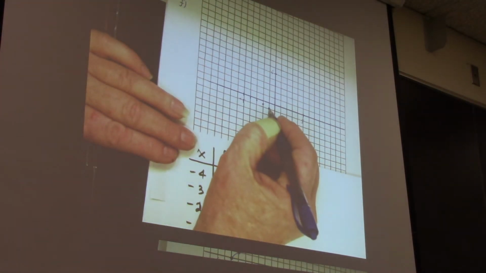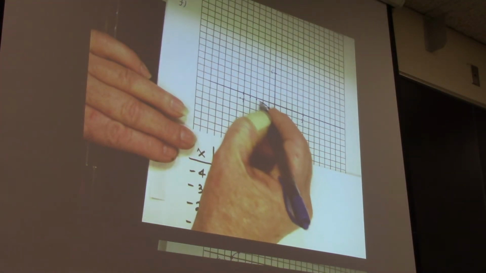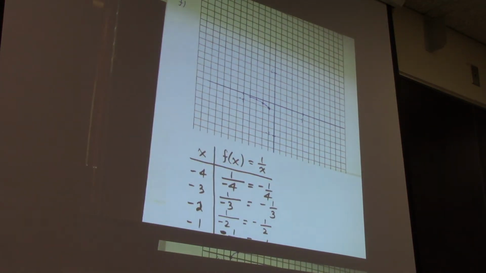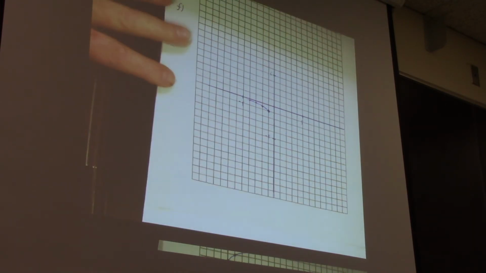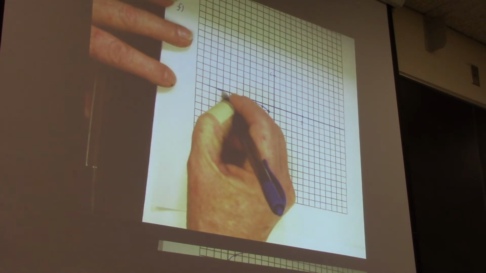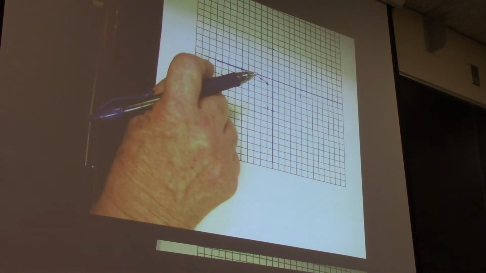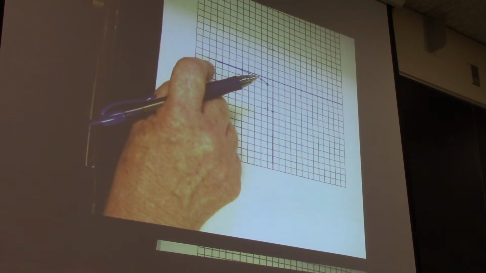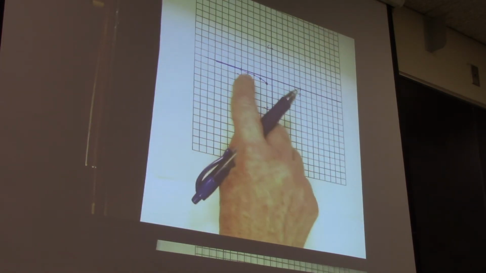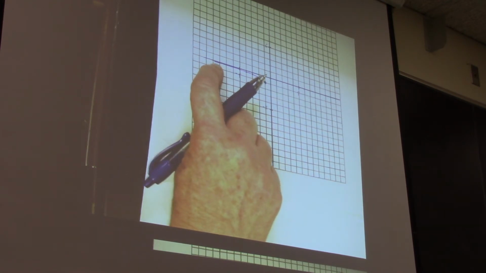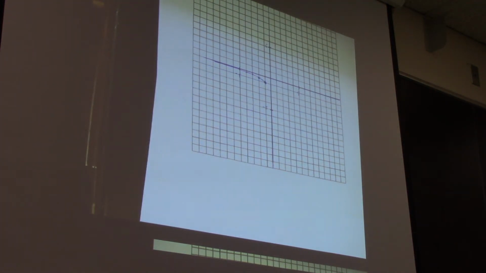What's going on here as I keep choosing smaller and smaller x's? What do those y values do? Yeah, they get smaller and smaller. They get closer and closer to 0. So the graph gets closer and closer to the x-axis. Negative 1/4, negative 1/5, negative 1/6, negative 1/7, negative 1/8. They're very, very, very small.